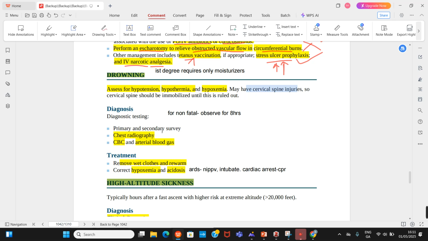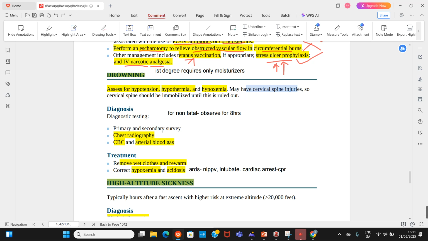E, exposure. Remove all the wet fluid from their body. Take it out. Look at all their body for any obvious injury. Then you do the secondary survey, which is a proper systemic examination. Look at the chest: normal S1, S2. Look at the abdomen. Look at the musculoskeletal system. Look at the brain and all those things.